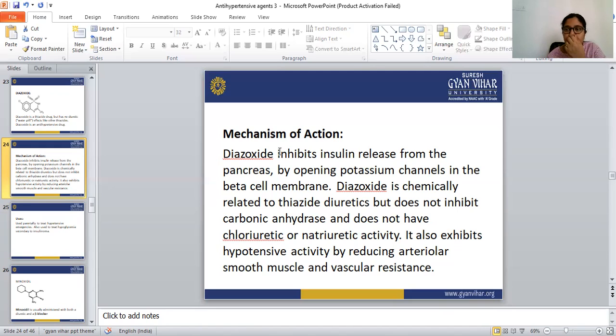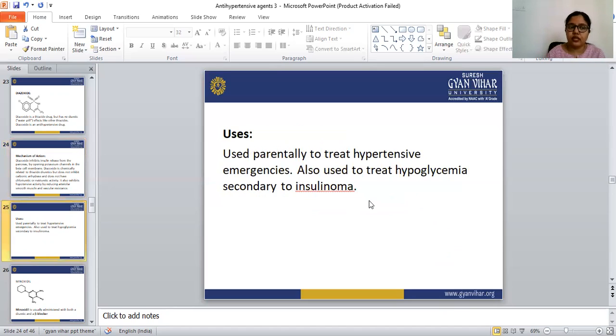Diazoxide inhibits insulin release from the pancreas by opening the potassium channels in the beta cell membrane, and it also exhibits hypotensive activity by reducing arteriolar smooth muscle and vascular resistance. So this is the mechanism of action of diazoxide. Let's see the uses of diazoxide. This drug is used parenterally to treat hypertensive emergencies.